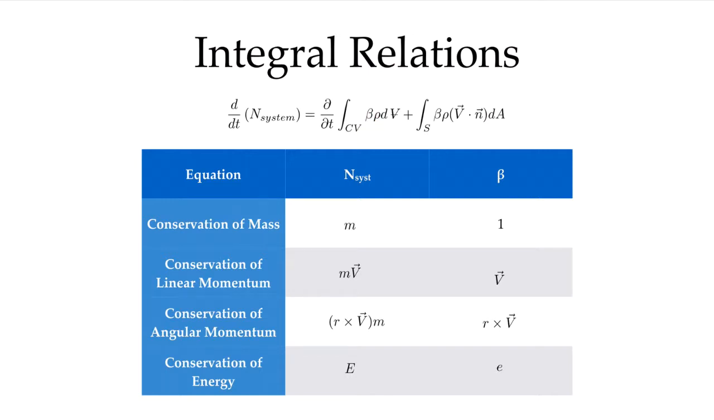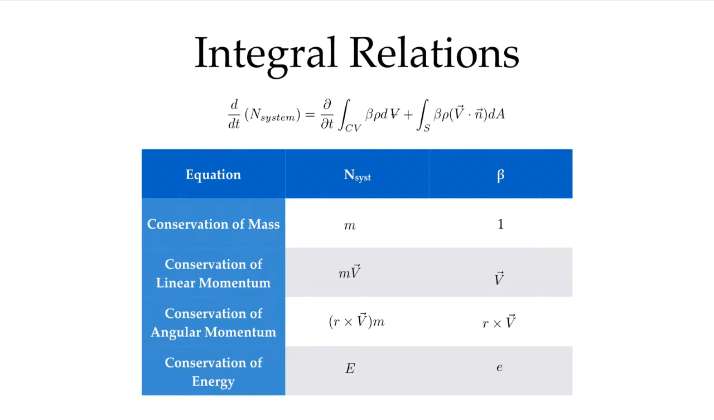Similarly, if I set beta equal to the velocity, then this will integrate to the momentum in the volume, and this will integrate into the momentum which is transferred out of the system being positive, while the momentum being transferred into the system is negative. Likewise, if I set beta equal to r cross v, then I will recover the rate of change of angular momentum inside the volume, and I'll be looking at the fluxes of angular momentum in and out of that system.